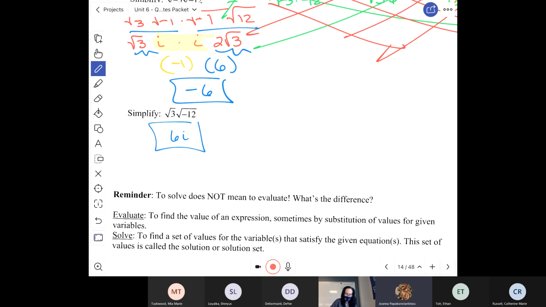Beautiful, that is absolutely fantastic. Does everybody see how? Yes. Anybody not? We need to show the steps.